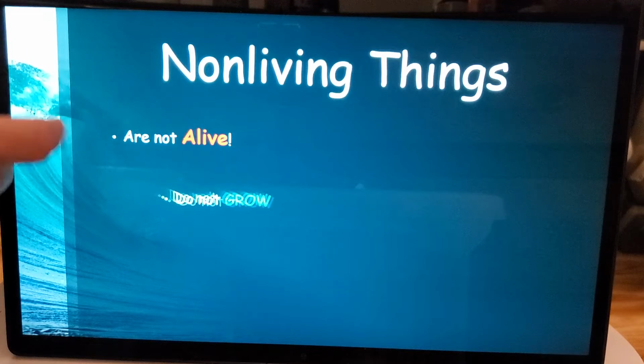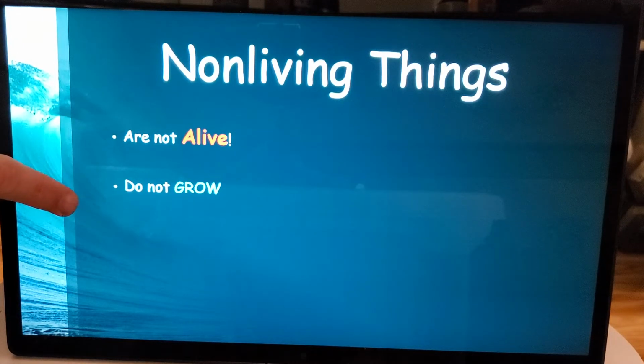Non-living things also do not grow. Did you see that? They do not grow. They stay the same size. Your shoes don't grow. That's why we have to get new shoes, because our feet grow, because our feet are a part of us, which is a living thing. But the shoes stay the same size.